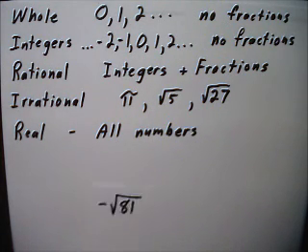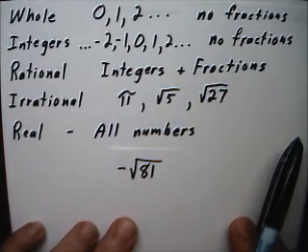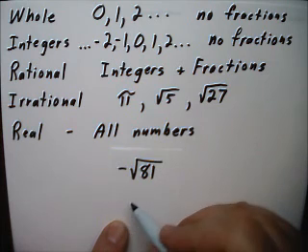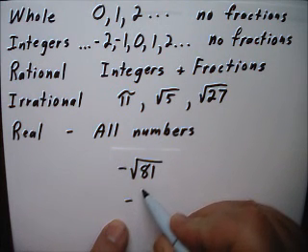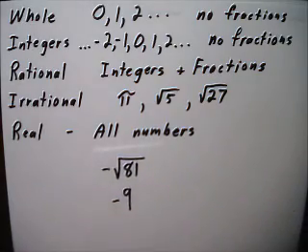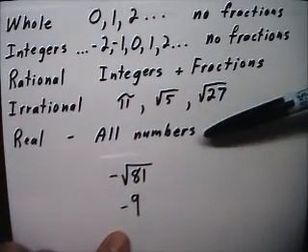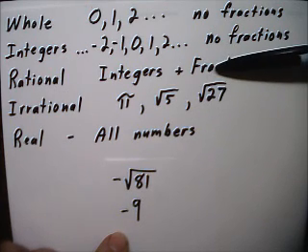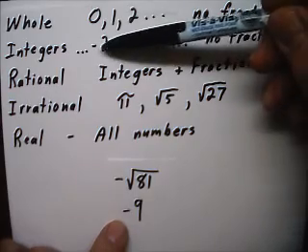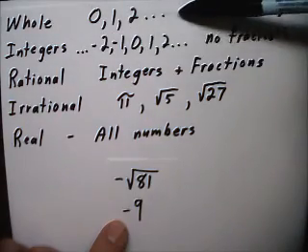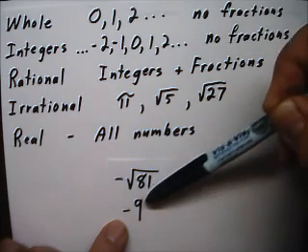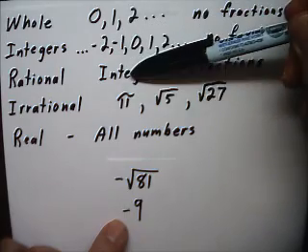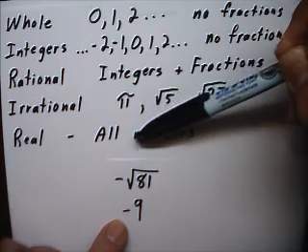And the last one we have to work on is the negative square root of 81. The square root of 81 is 9, because 9 times 9 is 81. So this answer is negative 9. The answer is yes to it's a real number. No, it's not irrational. Yes, it is rational. It is an integer, negative 9 is included, but it is not a whole number because the whole numbers do not include the negatives. So no on whole numbers, yes on integers, yes on rational, no on irrational, yes on real.